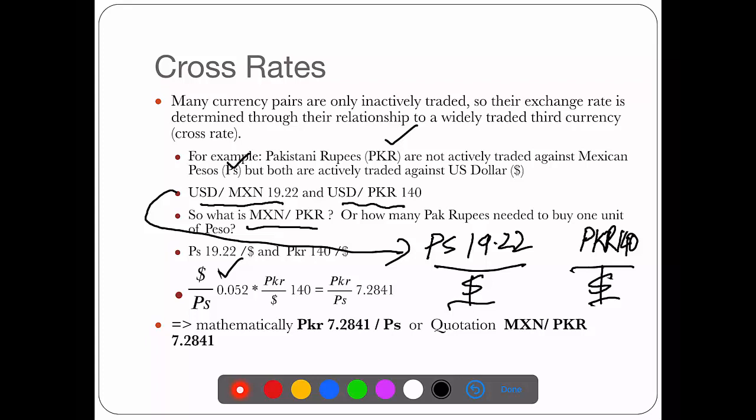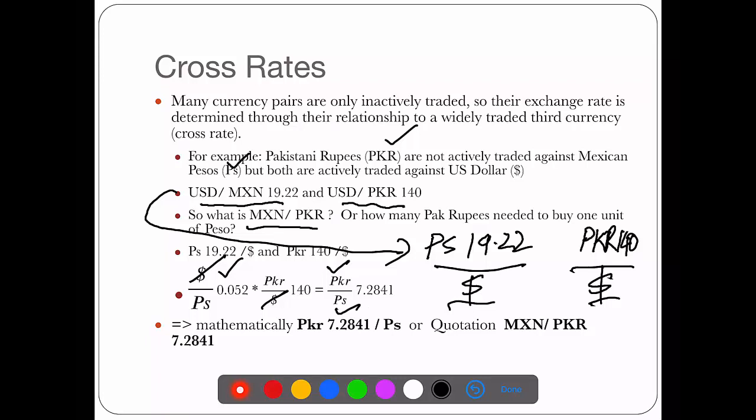So just pause the video and divide 1 by 19.22. You'll see that 0.052 US dollars are needed in order to buy 1 Mexican peso. And then you have Pak rupee of 140 needed in order to buy 1 unit of the US dollar. So in this case, this US dollar will simply cancel out with this US dollar, and all you are left with are the two currencies, Pak rupees in the numerator and the Mexican peso in the denominator, and you will end up getting 7.2841.